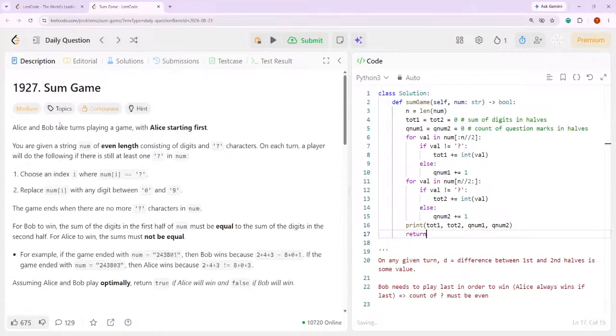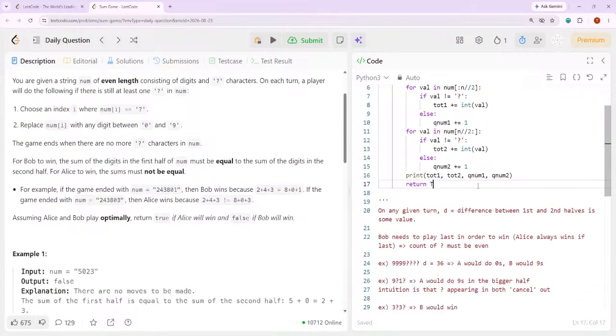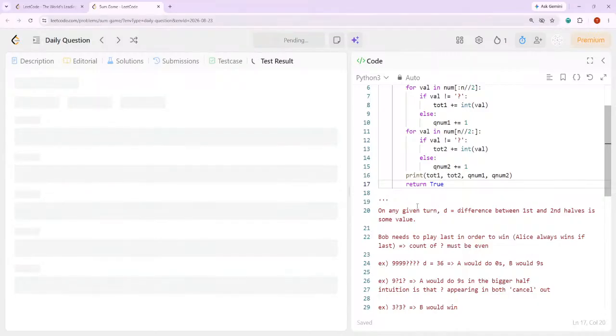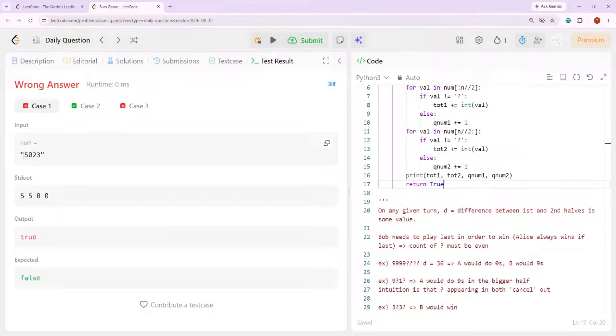Returns true if Alice wins, is that right? And if this parses it correctly, so 5 is the sum of the first half, 5 is the sum of the second half, 0 is the number of question marks in the first and second half, 7, 0, 0, and 2. Okay, yeah.